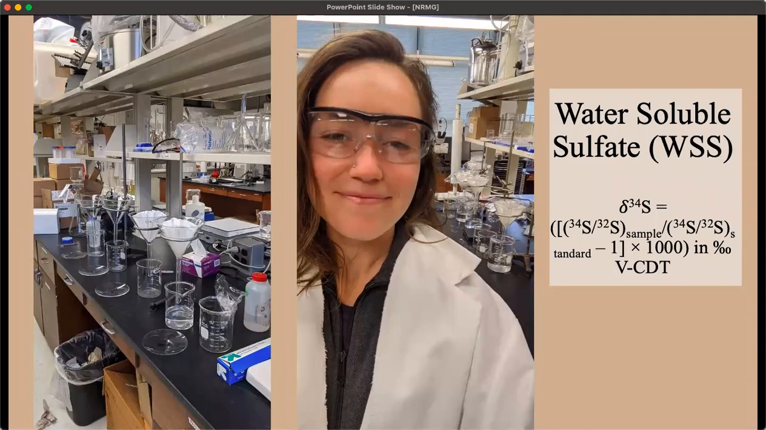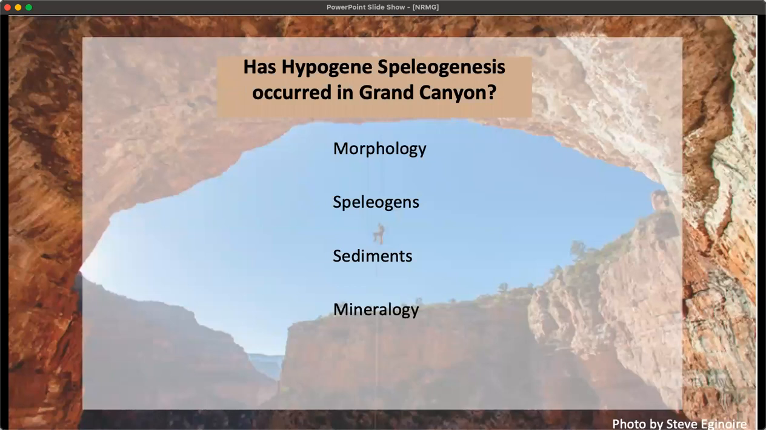Lastly, I used water-soluble sulfate stable isotope geochemistry to determine the source of the sulfate precipitating fluids in the Bopper Cave system. Now, isotopes are atoms of an element with different numbers of neutrons. We measure the ratio of one isotope to another using a stable isotope ratio mass spectrometer. That's a mouthful, but in other words, we can use isotopes to tell the origins of fluids. All right, that wraps up the methods, and we'll move on to the results and the discussion.